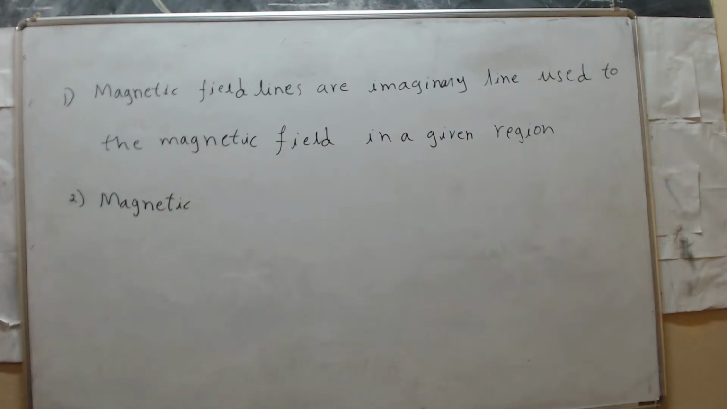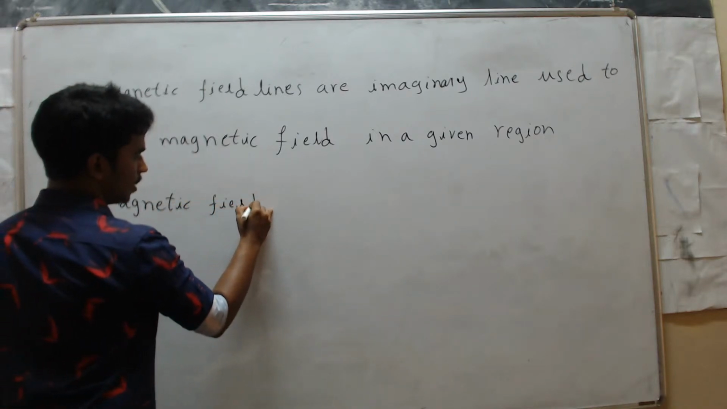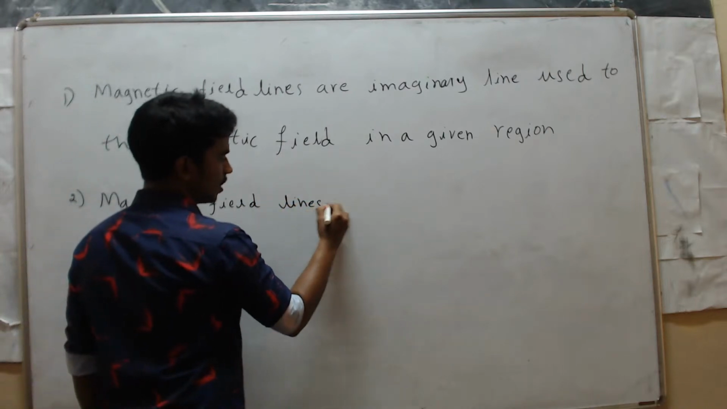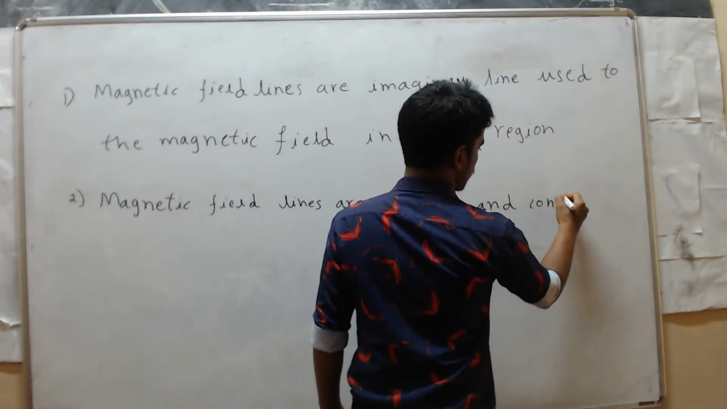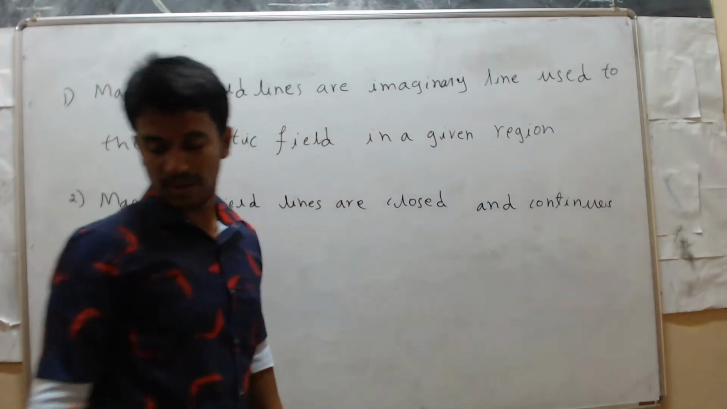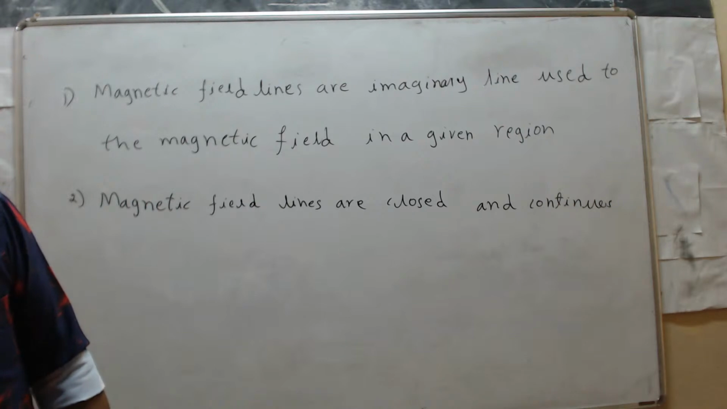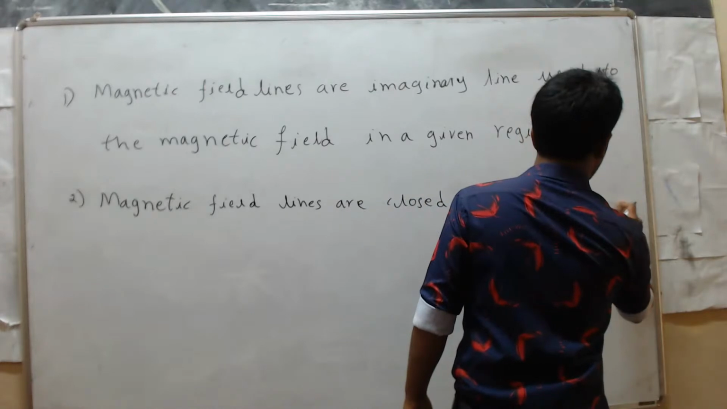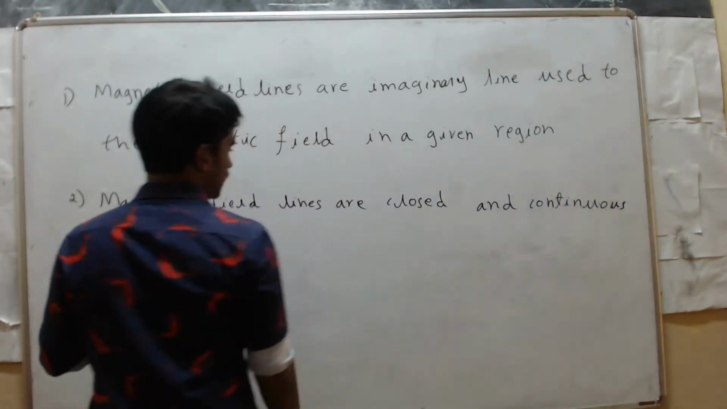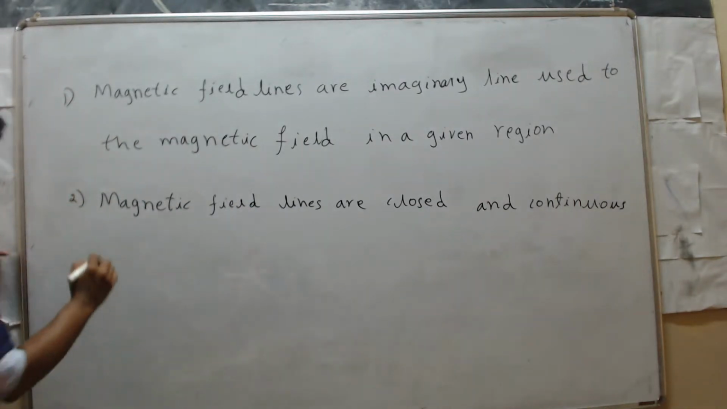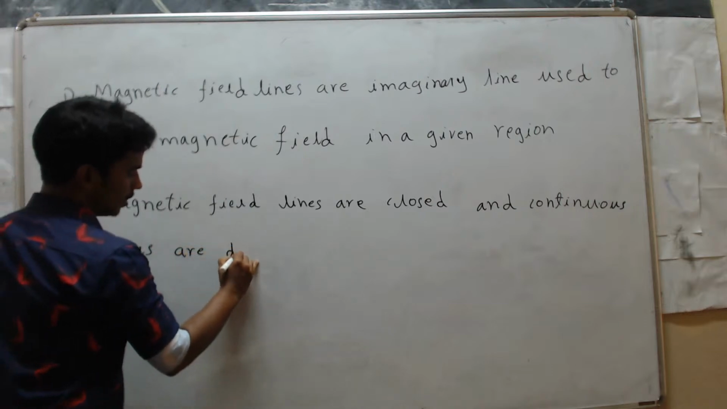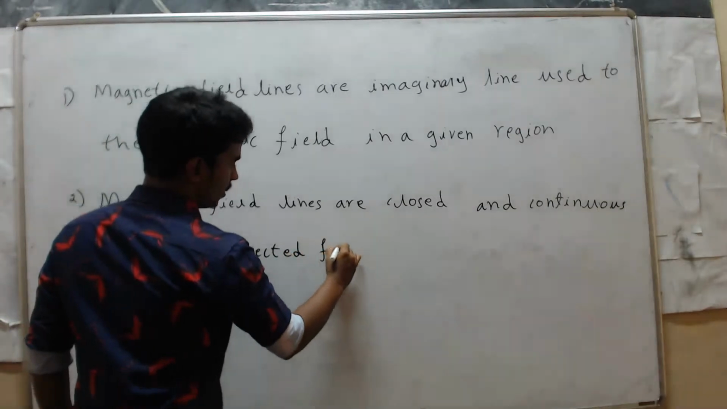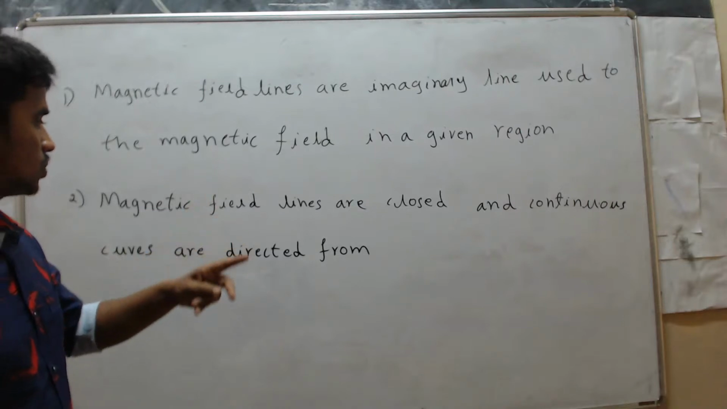Magnetic field lines are closed. Magnetic field lines are closed and continuous curves.